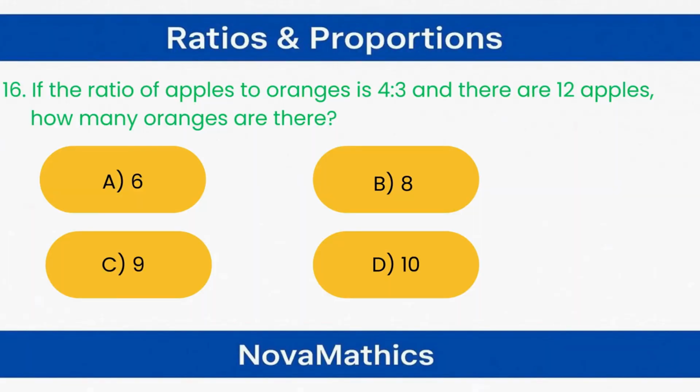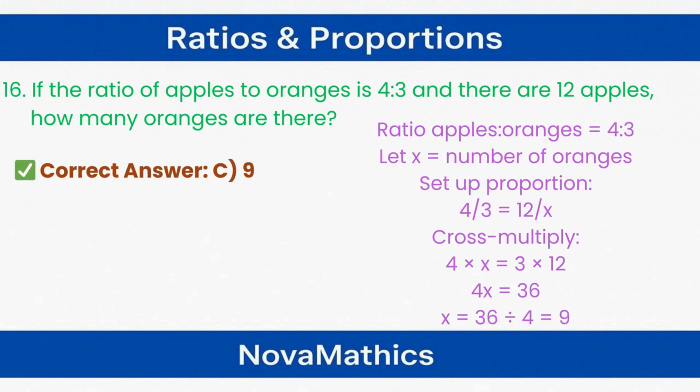16. If the ratio of apples to oranges is 4 to 3 and there are 12 apples, how many oranges are there? 4 times what equals 12? That's 3. So multiply 3 times 3 equals 9 oranges.